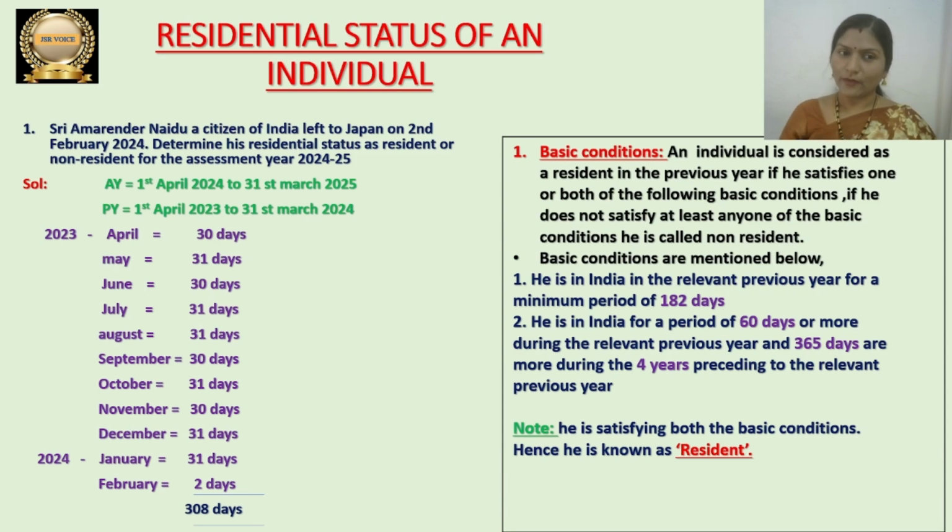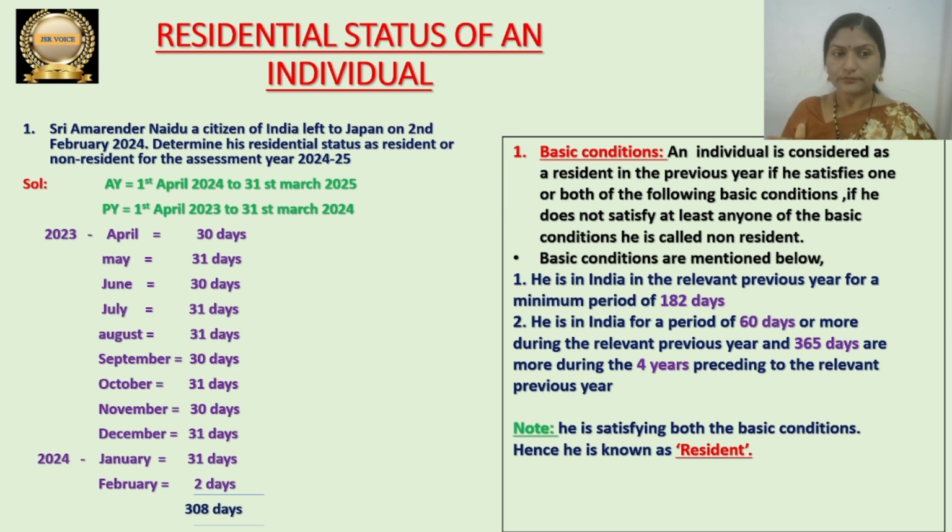So what is our previous year? It is starting from 1st April 2023 and ending on 31st March 2024. During this period, how many days he stayed in India is very important. He left for Japan on 2nd February 2024. Our previous year starts from 1st April 2023, and during that period he was in India only.